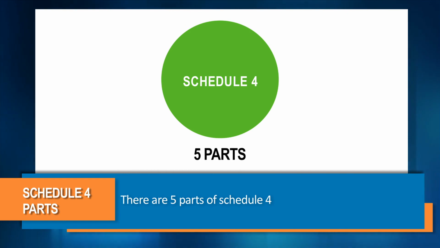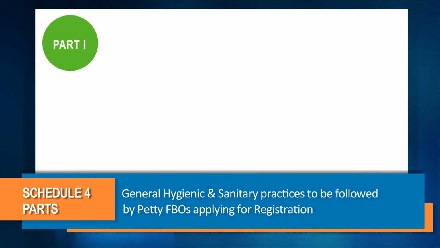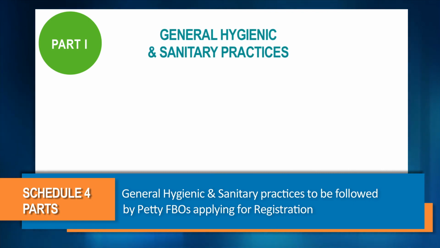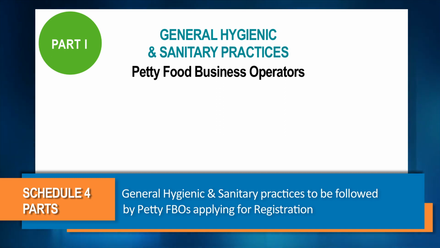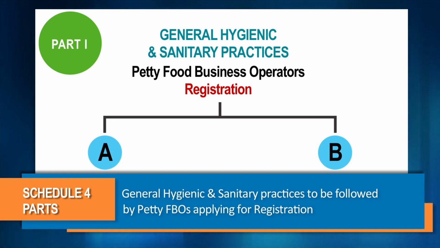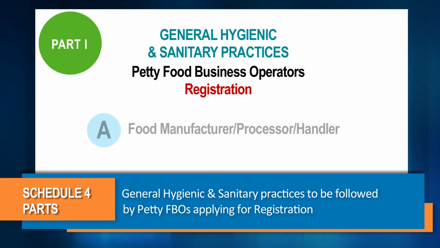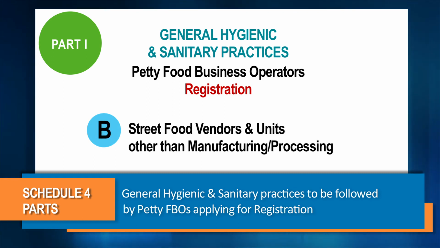There are 5 parts of Schedule 4. Part 1. General hygiene and sanitary practices to be followed by petty food business operators applying for registration, under which there are 2 subheads: sanitary and hygienic requirements for food manufacturers or processor or handlers, sanitary and hygienic requirements for street food vendors and units other than manufacturing or processing.